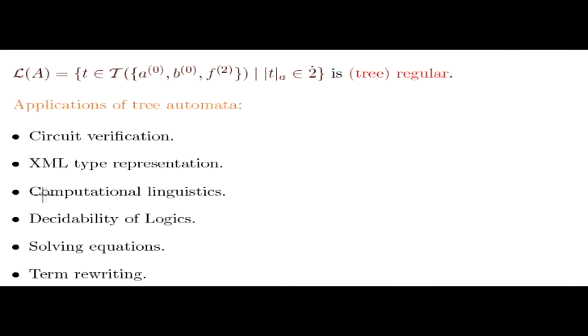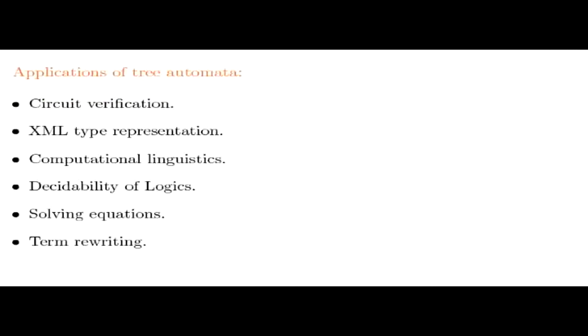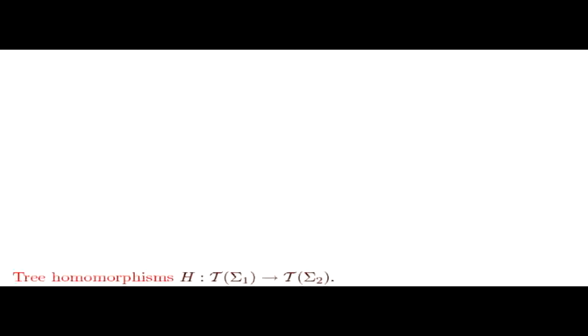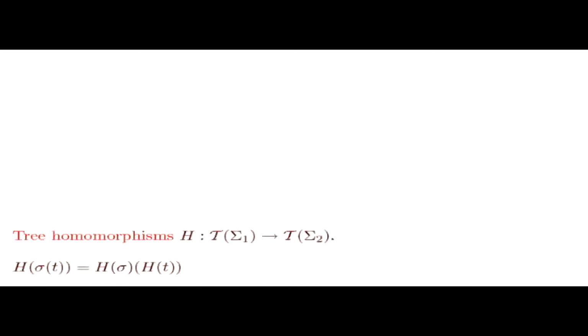In computational linguistics, tree automata are used to compute minimal readings of input sentences. They have also been useful for proving the decidability of several logics, for solving equations like, for example, set equations, and have provided many results in the context of term rewriting. Regular tree languages have almost all advantages of regular word languages. Nevertheless, they are not closed by homomorphisms.